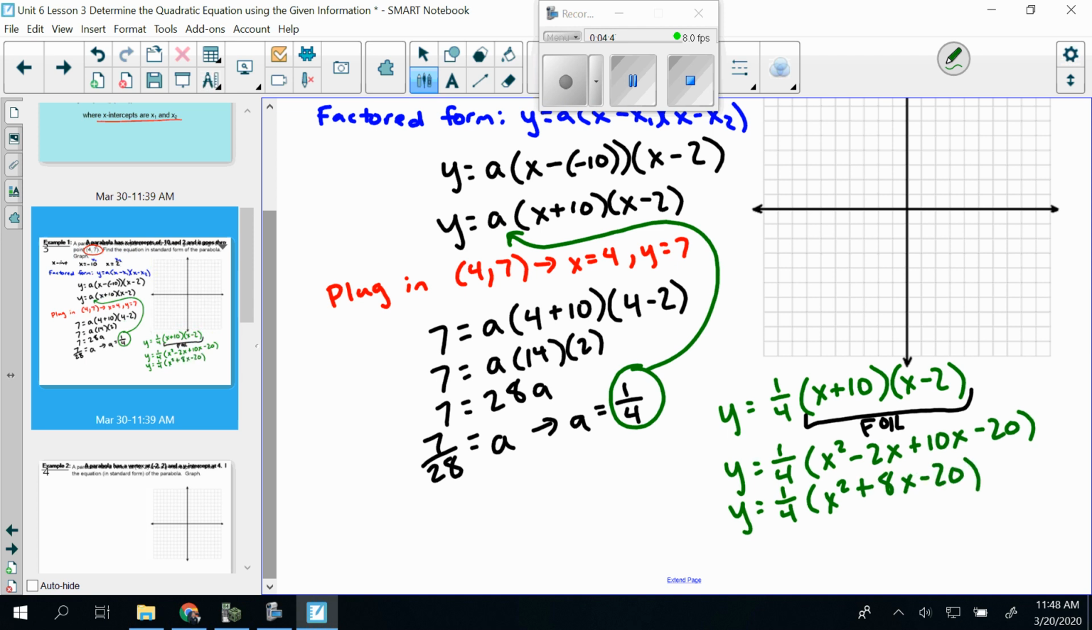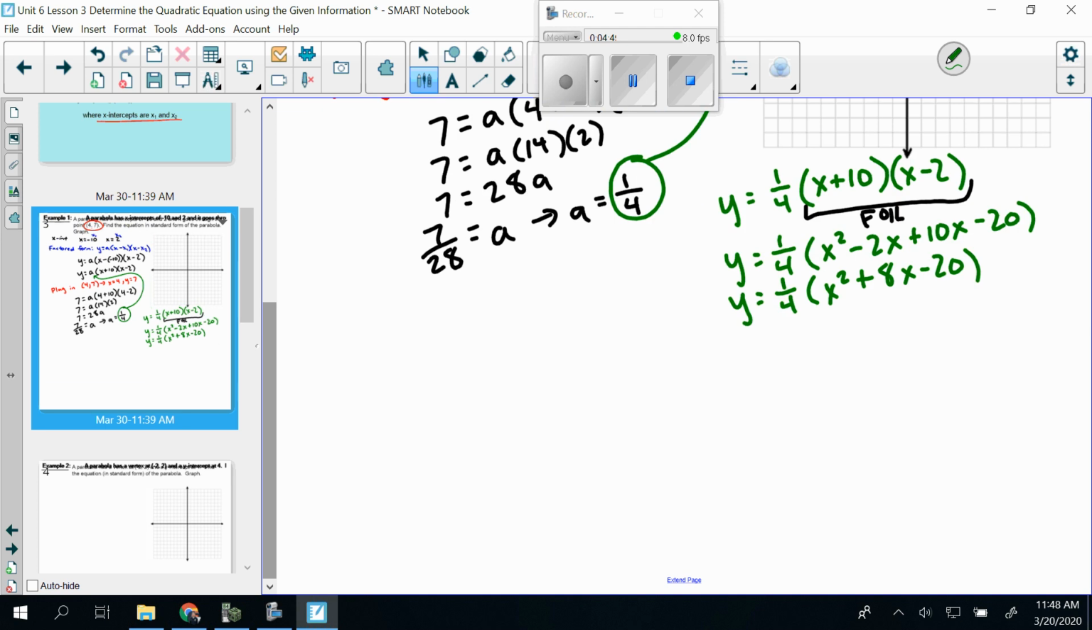And then finally, we got that 1/4. So that 1/4 we want to distribute through here, and we get 1/4 x squared. 1/4 times 8x, it's kind of like 8 over 4, or 2x, and then 1/4 of 20 would be 5, so minus 5.